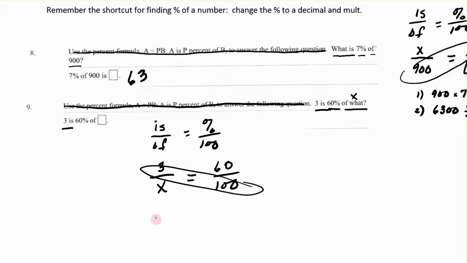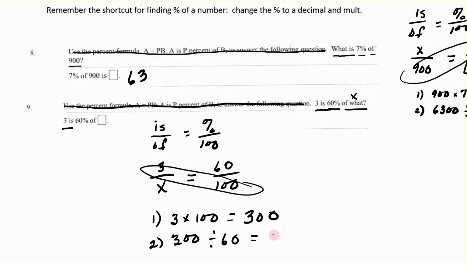Cross product, 3 times 100 is 300. Step 2, take 300, divide it by 60. I can do that one in my head. It goes in there 5 times. So 3 is 60% of 5.